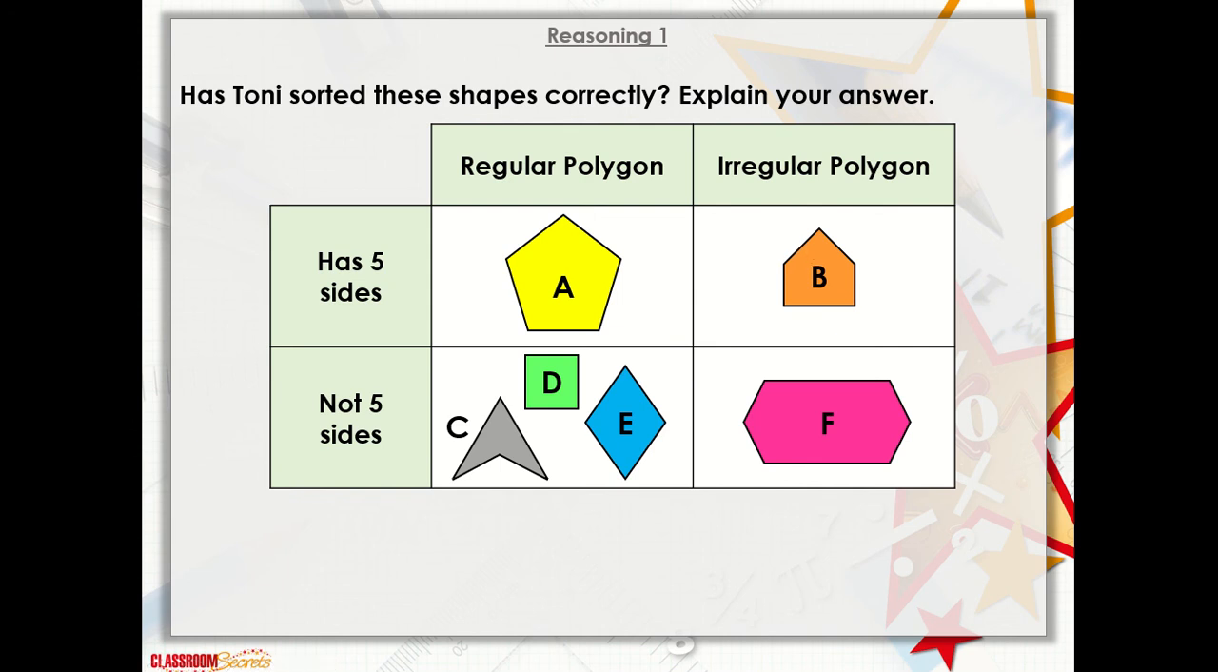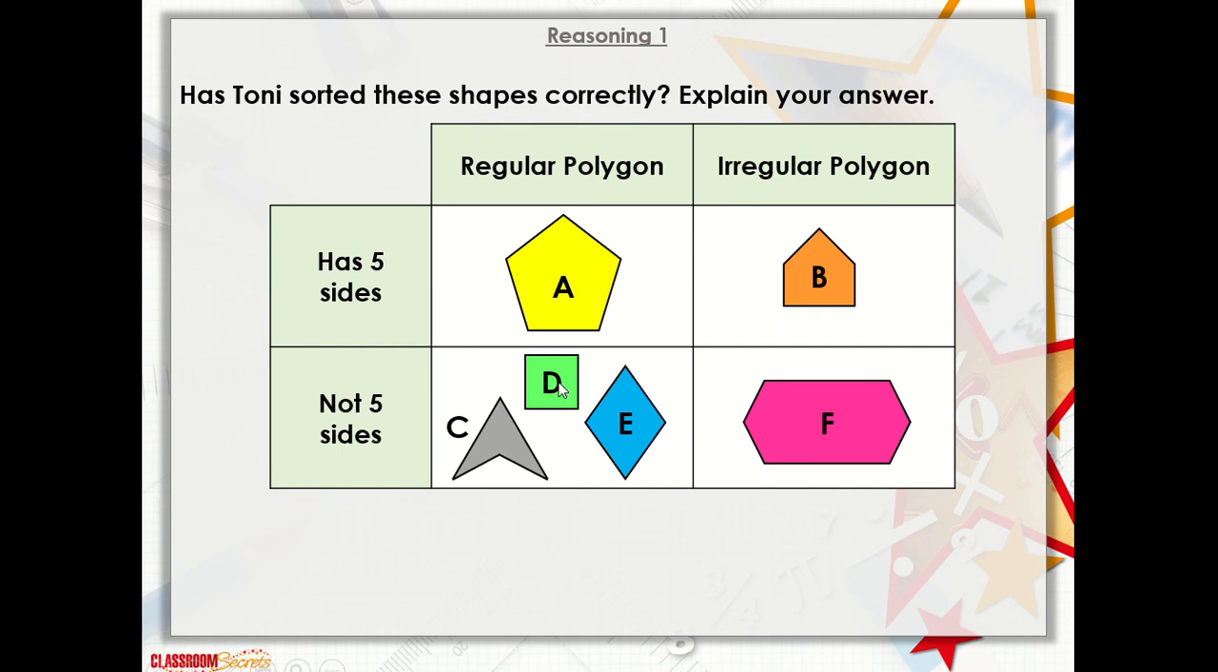Look at C. How many sides has C got? Well, it's got 4. And it's in the not 5 sides line, so that's in the right place. But is it regular? That looks longer than that to me. So where should this one be? I think it should be over here in the irregular polygon section. So C is in the wrong place.